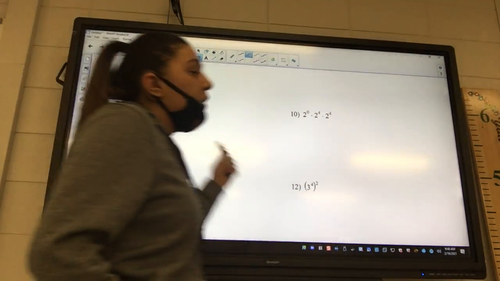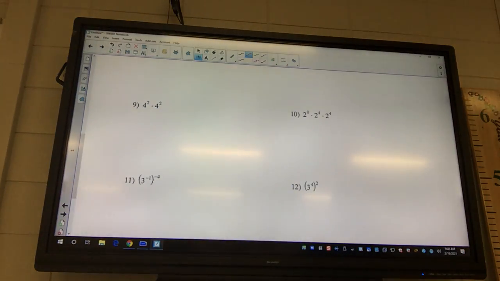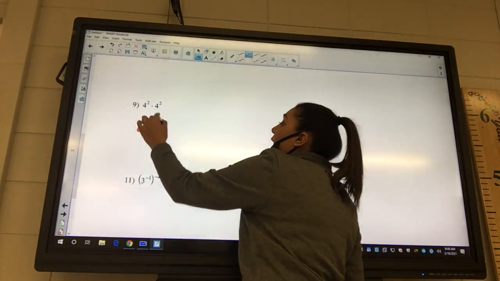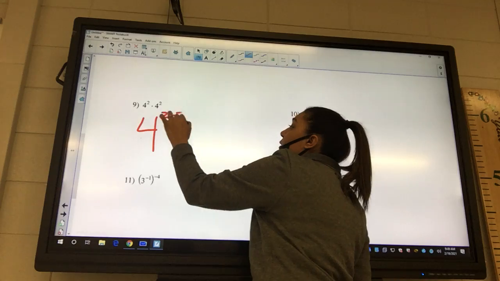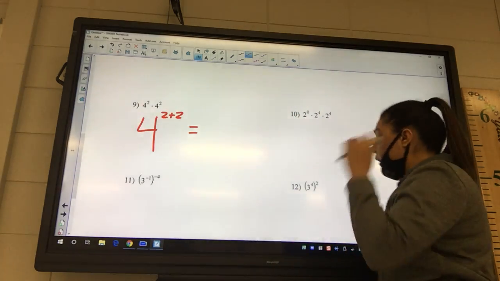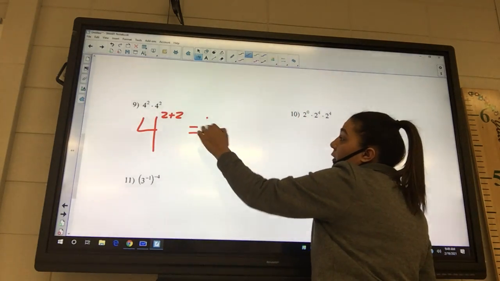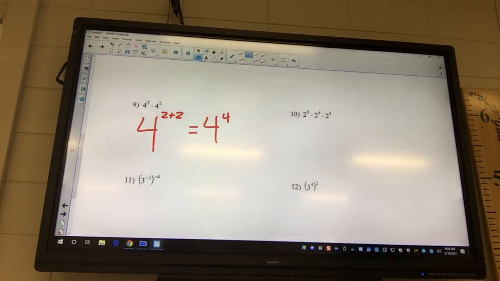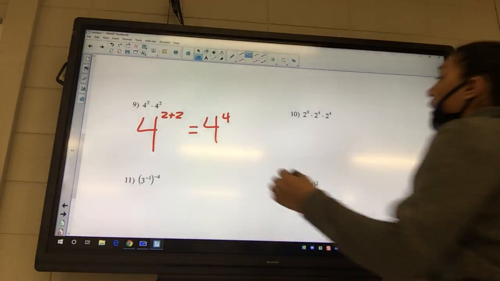Okay, 9. What does the dot mean? It's the multiplication rule. So what do we do with the exponents? We add the exponents together. So we keep the base and we add the exponents. There's going to be 2 plus 2. Okay, what is 4 to the 2 plus 2? 4 to the 4. Okay, do we have any negatives? Do we have any zeros? No. So we're done.